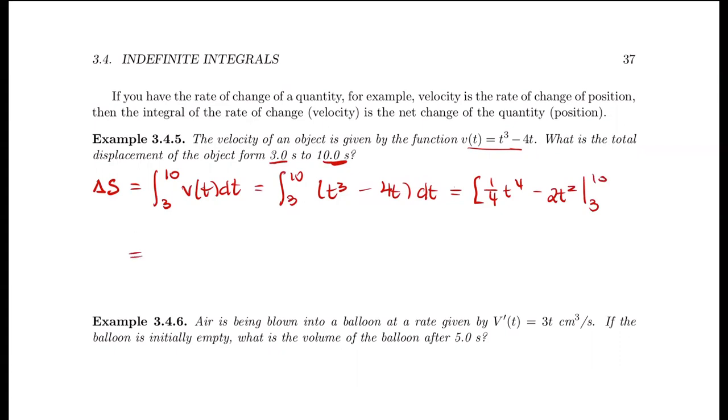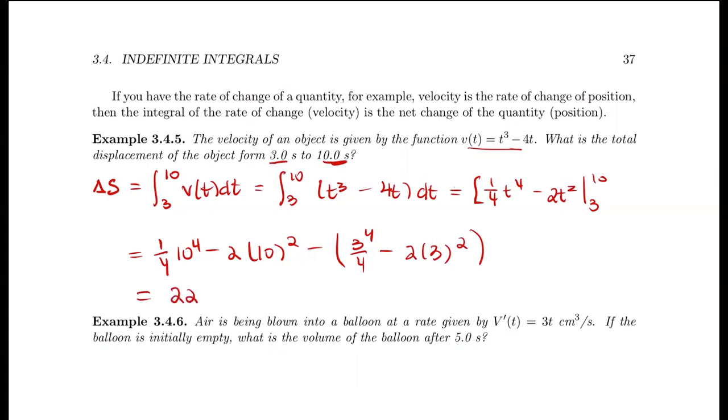And so here, we would just have a quarter times 10 to the power 4 minus 2 times 10 squared, minus 3 over 4, or 3 to the power 4, and minus 2 times 3 squared. And so if you calculate all that, you would get about 2,297.75 units. So that is the total displacement.